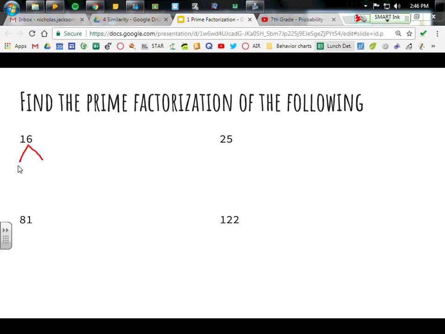16 can be factored down into 4 and 4, the first two factors that spring to my mind. You could have done 2 and 8. It's up to you. Then 4 can be factored into 2 and 2. Both of our 4s will be factored into 2 and 2. And that's it. We're down to our primes. So 16 can be expressed as 2 times 2 times 2 times 2, or using the exponent, 2 to the fourth. That's our prime factorization.